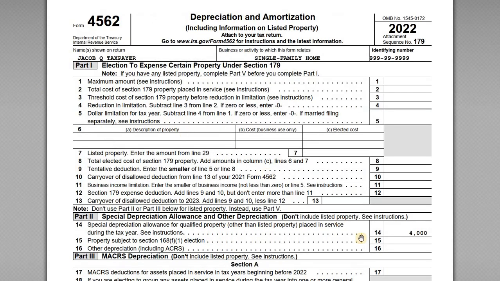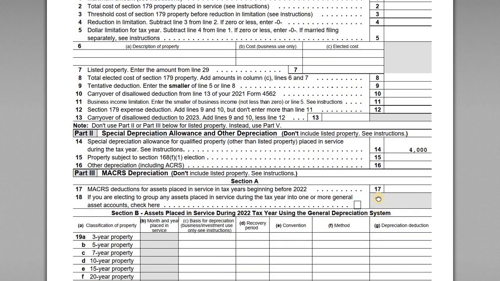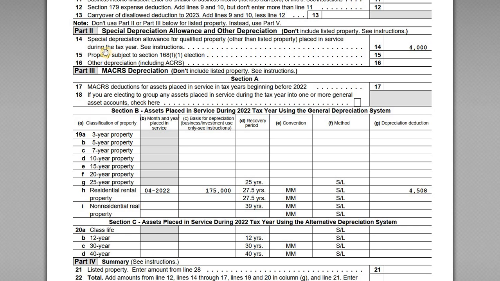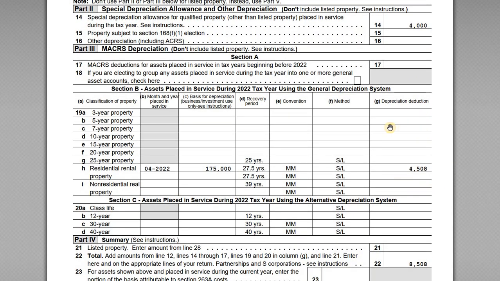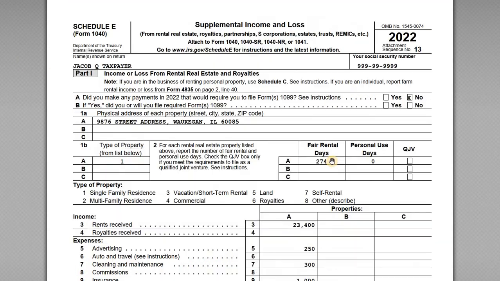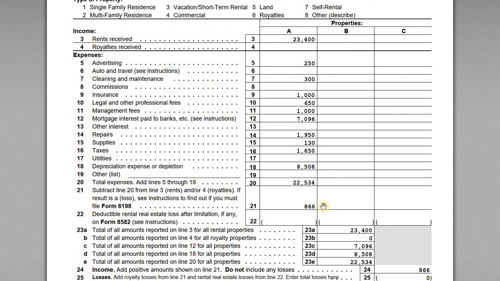If we have a look at the Form 4562, we can see how that number was calculated. We've got the special depreciation allowance in Part 2, so the bonus depreciation on that $4,000 of appliances is being deducted in full for federal income tax purposes. And then we have the straight-line depreciation of the house, excluding the land allocation. All in all, the net rental real estate income for the year was $866.